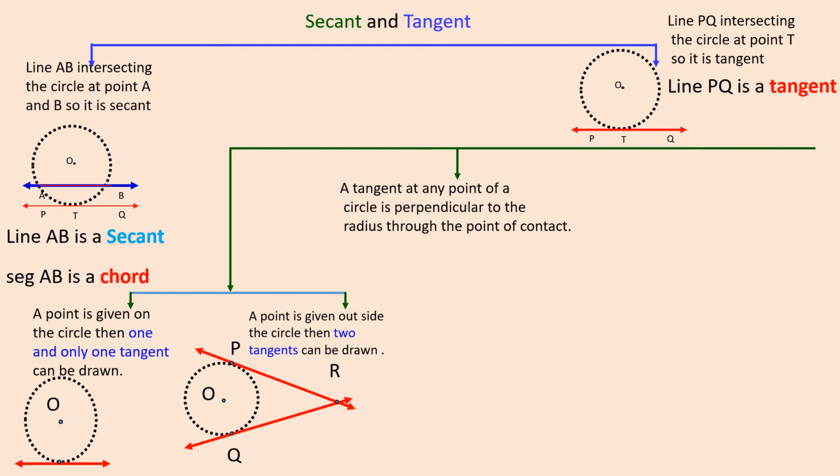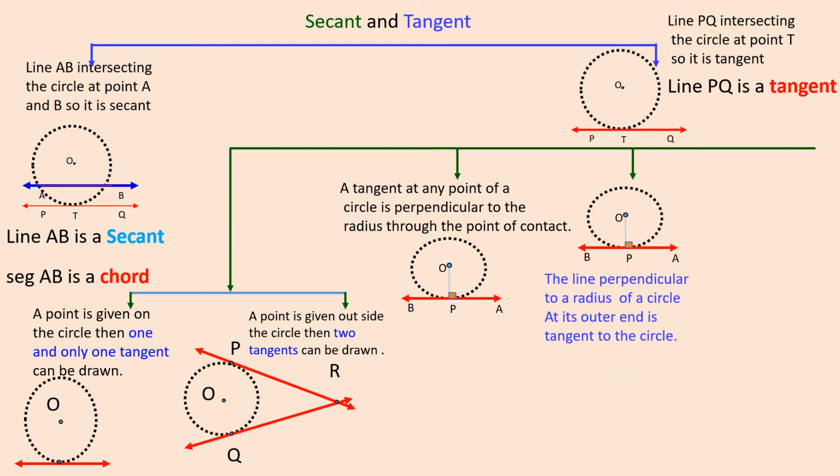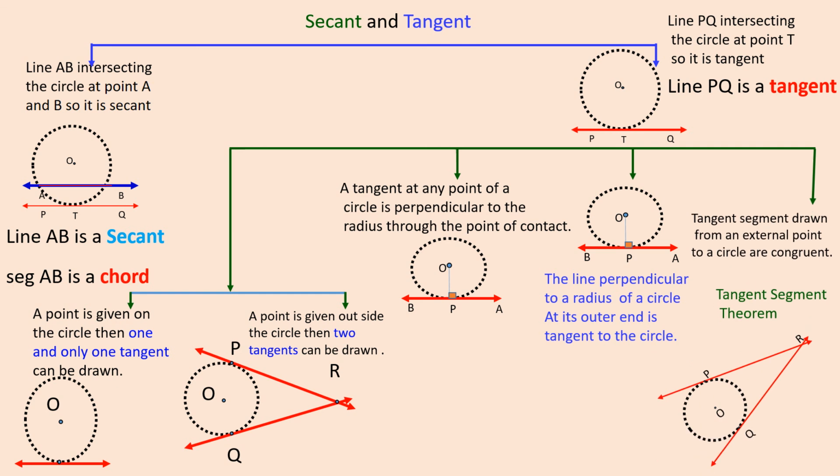So let us see other properties related to the tangent in this chapter. A tangent at any point of a circle is perpendicular to the radius through the point of contact. As we have seen, OP is a radius and BA is a tangent which is perpendicular to the radius at the point of contact. Point P is the point of contact. A line perpendicular to the radius of a circle at its outer end is a tangent to the circle, just the converse of the previous one.